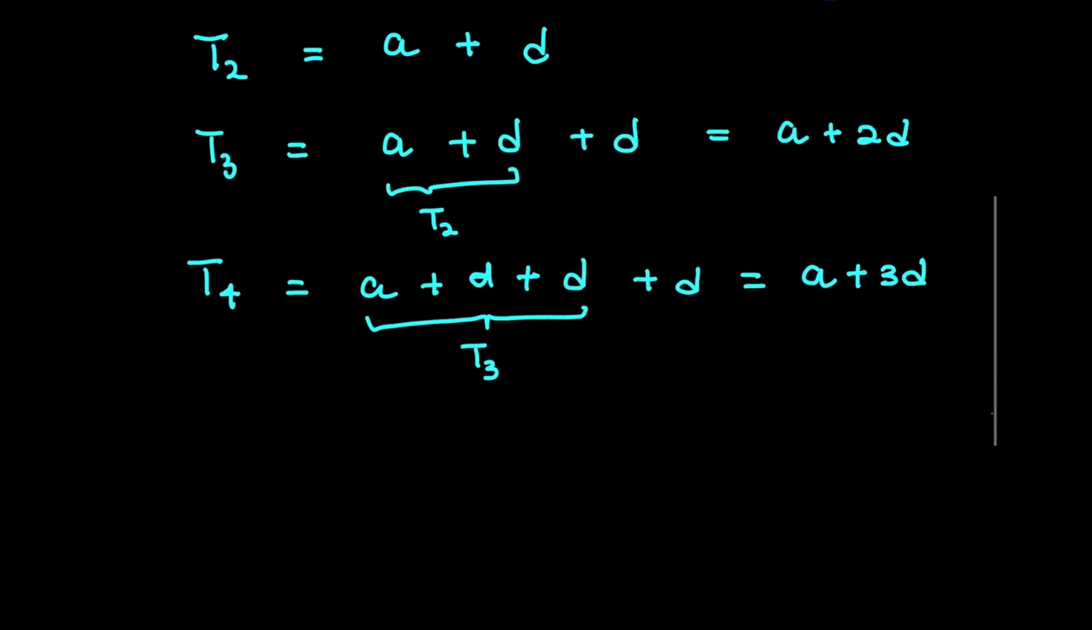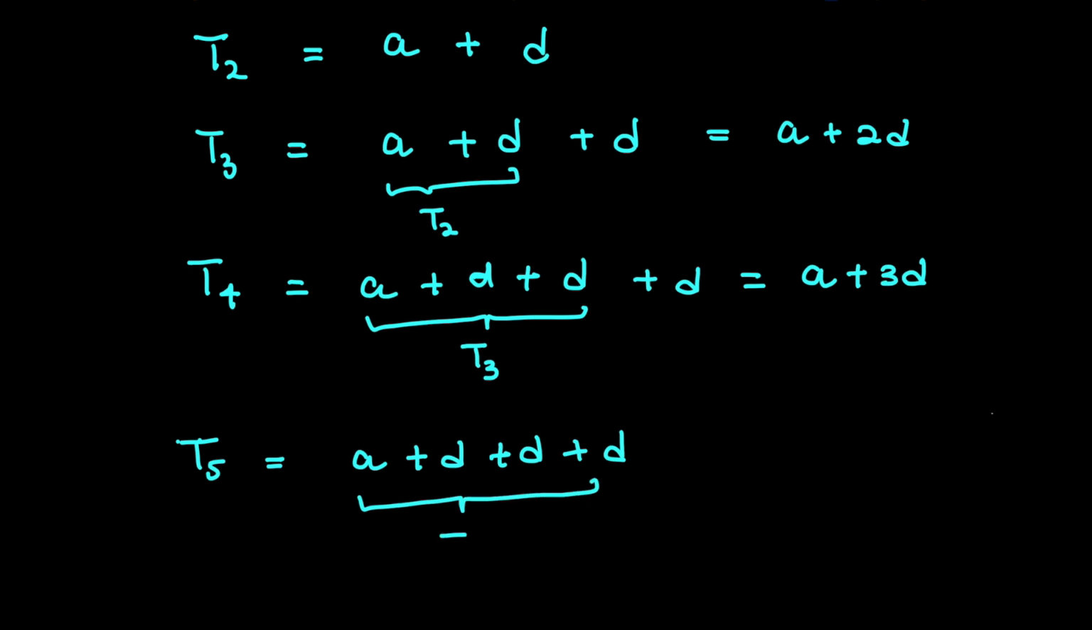Let's take it just one step further. What about T5, which is the next term? So we have got T4: A plus D plus D plus D. This is T4. So in order for you to get T5, you're going to add a constant value, which is D over here. And then you're going to have A plus 4D. Do you guys see that?